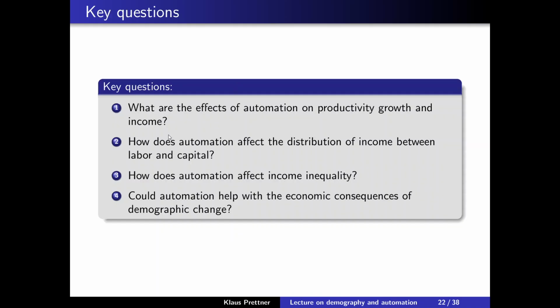Now, what we want to ask ourselves in this part is what the effects of automation are then on productivity growth and income, whether automation affects the distribution of income between labor and capital, so the functional income distribution, how it affects the personal income distribution, so the wages of low-skilled versus high-skilled workers, and in the end, whether automation can help with the economic consequences of the challenges of demographic change. So whether one grand challenge can actually be helpful in solving the other grand challenge.